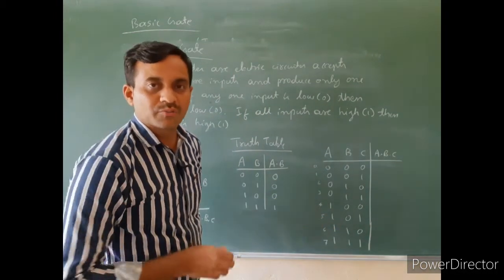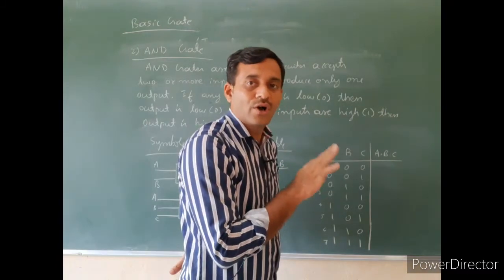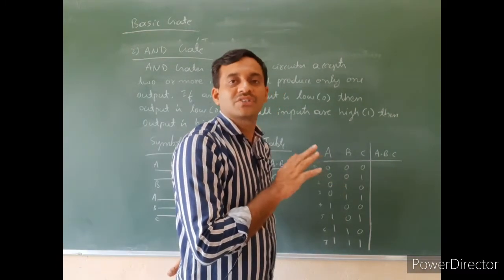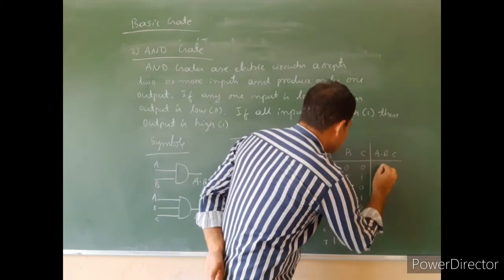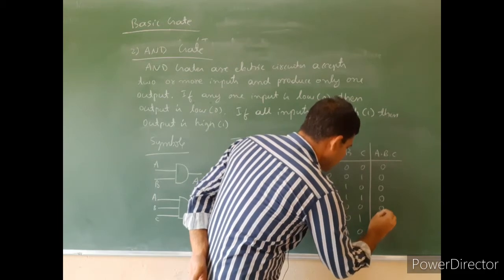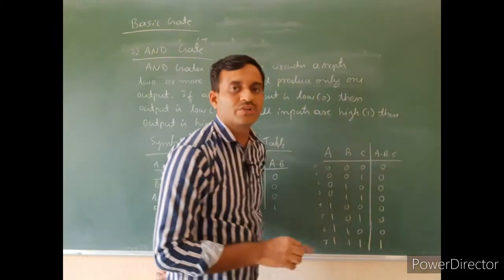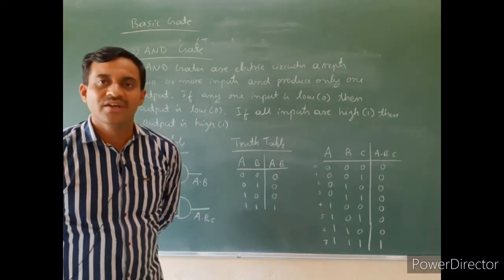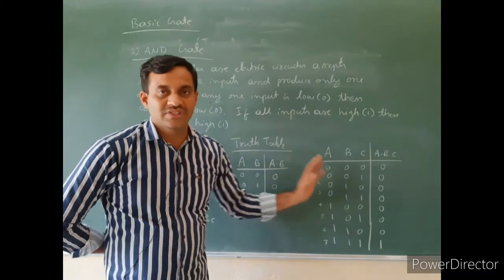Then see the output side. If any one input is 0, the output is 0. Only if all the inputs are 1, the output is 1. So here 0, 0, 0, and here also 0, 0, 0, 0. In the last combination, all inputs are 1, so the output is 1. So this is the truth table for the AND gate with 3 input signals.